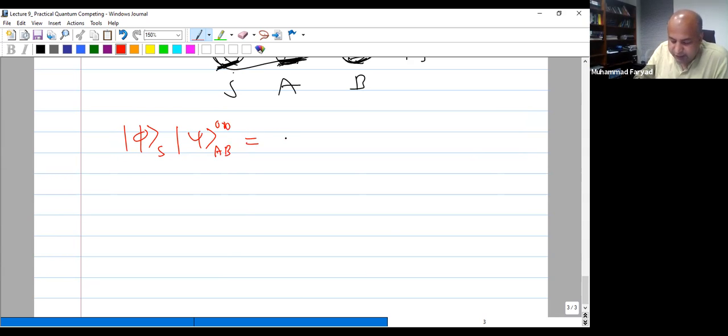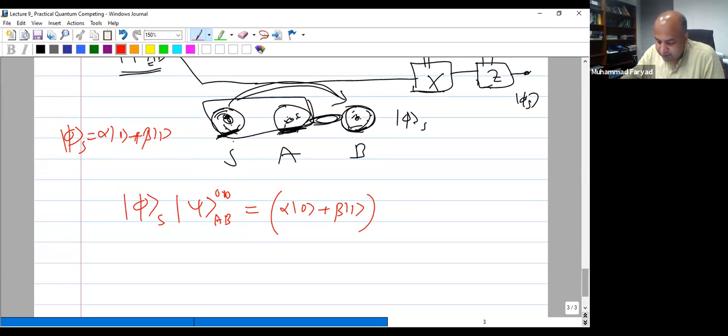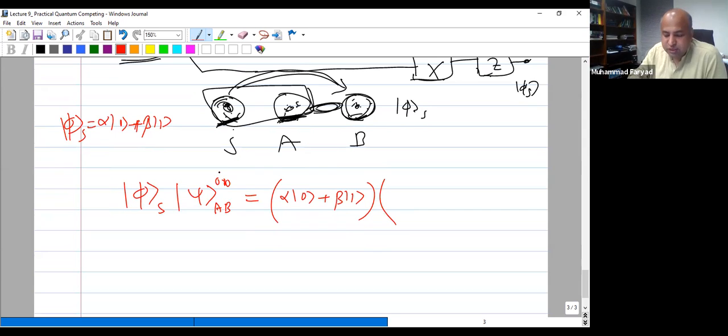This phi S, let's say this is some alpha 0 plus beta 1. So this phi S is a general state. I'm taking it to be any state alpha 0 plus beta 1. Of course, alpha square plus beta square is 1 because it's a normalized state. And then this psi 0, 0 state is 1 over square root 2 into 0, 0 plus 1, 1. And just for the sake of clarity, I'm going to write this AB subscript this time, and let me write this S over here, to make sure that this belongs to the S qubit and this to the A and B qubits.